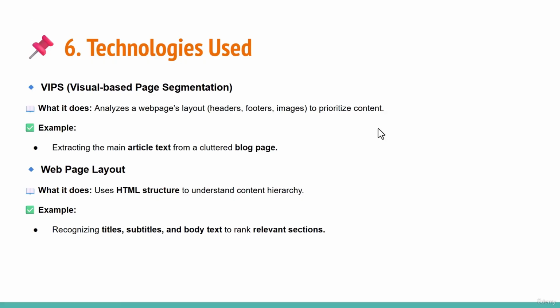Finally, the technology used was VIPS. VIPS stands for Vision-Based Page Segmentation. This analyzes the page layout, header, footer, and images so that the content can be prioritized. An example of this is extracting the main article text from the collected page. Following that, it uses the web page layout and HTML structure to understand the content hierarchy. It then recognizes titles, subtitles, and body text so that relevant sections can be ranked.